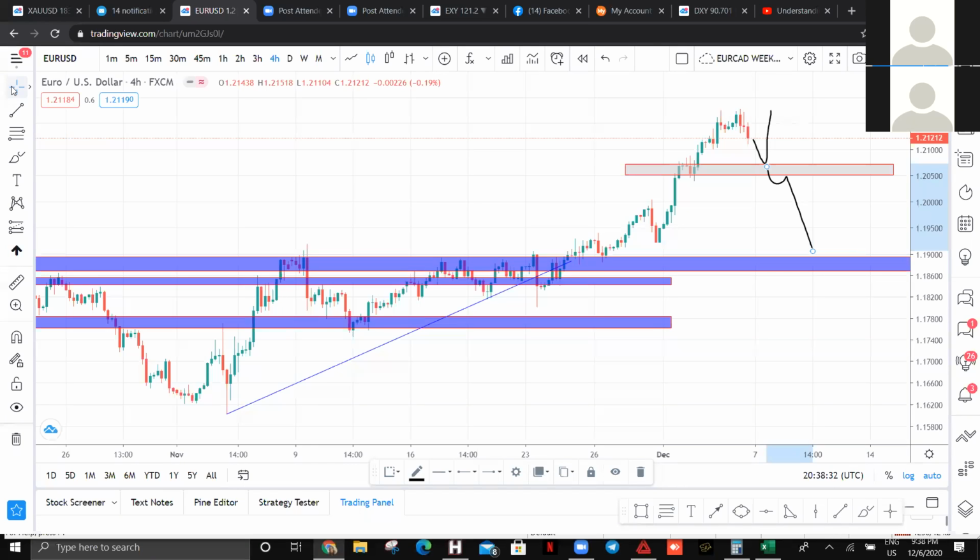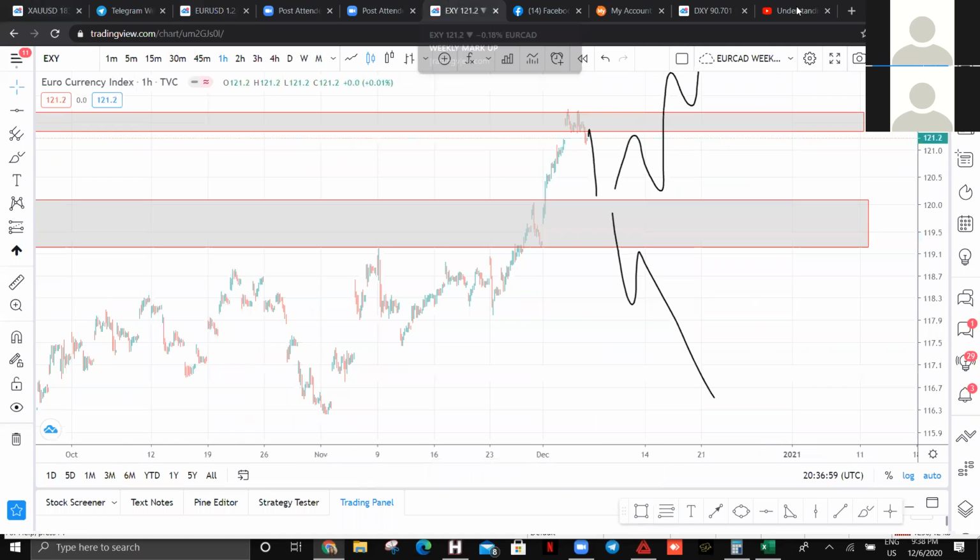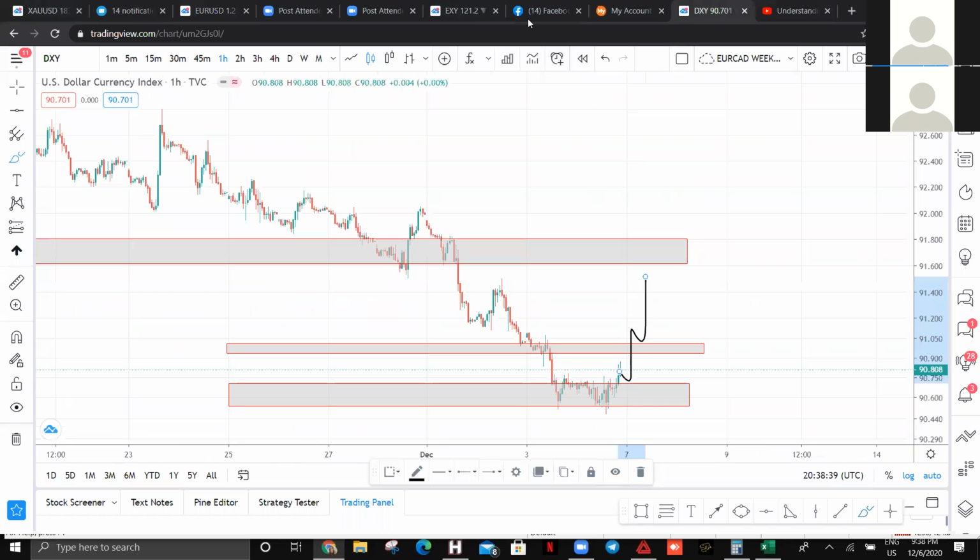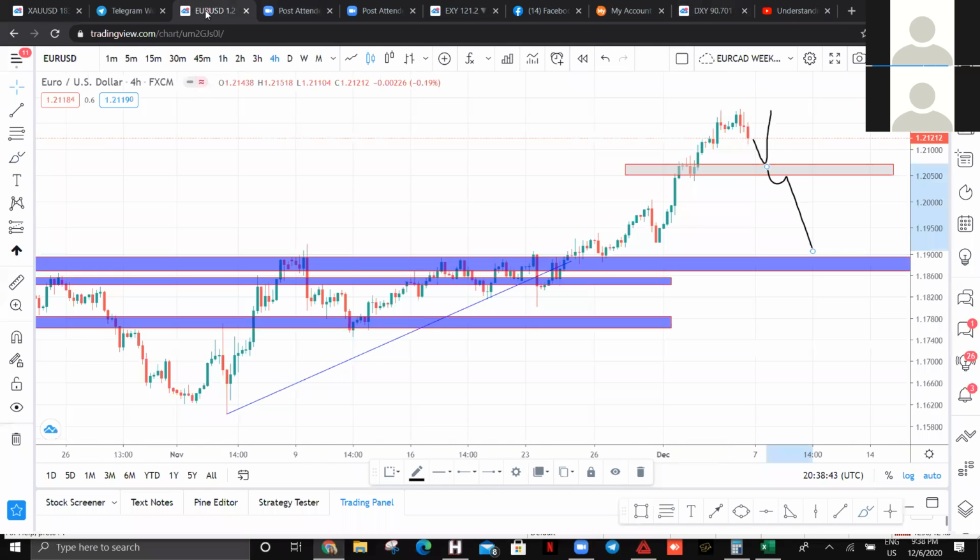So you can see how the combination of EXY, the Euro index, and DXY, the dollar index, gave me my prediction on what is going to happen to EUR/USD. So I hope we've understood how this works when it comes to trading using DXY and zones, using your currency index as zones. Now, only one person plays one pair, which is GBP/USD.